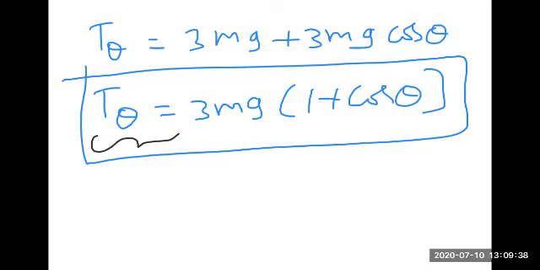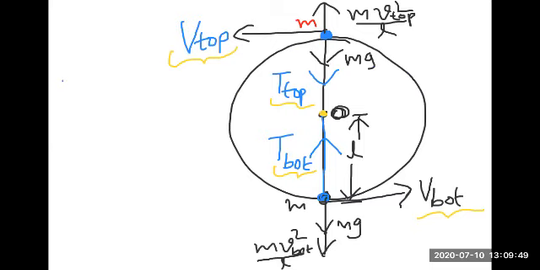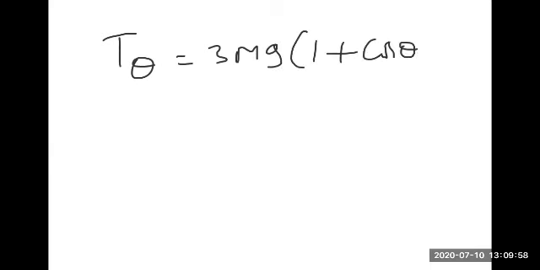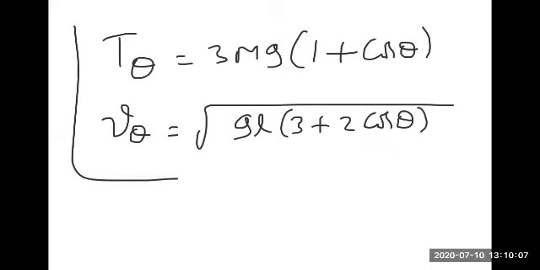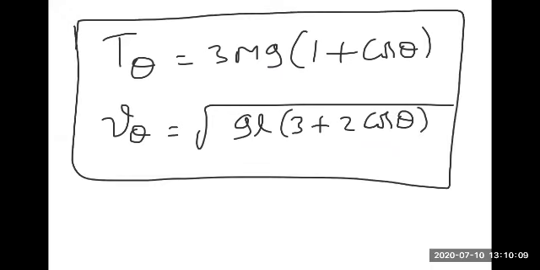So my final conclusions, velocity at any point and tension at any point: we got v theta and T theta. Now let us observe the V theta and T theta formulas. T theta is 3mg into 1 plus cos theta. And velocity at that point is root over gl into 3 plus 2 cos theta. I hope it is clear. Velocity at any point, tension at any point.